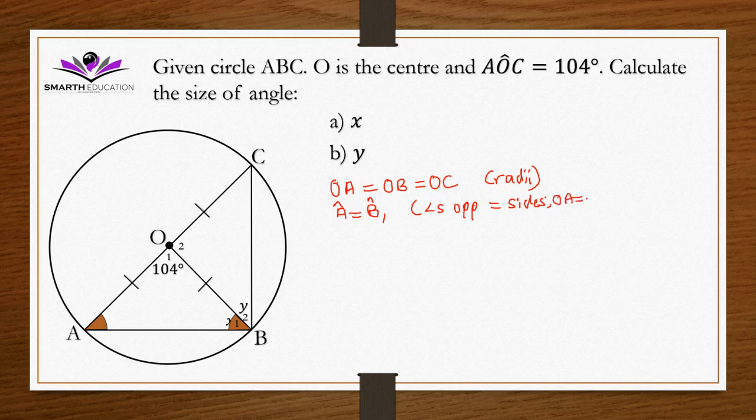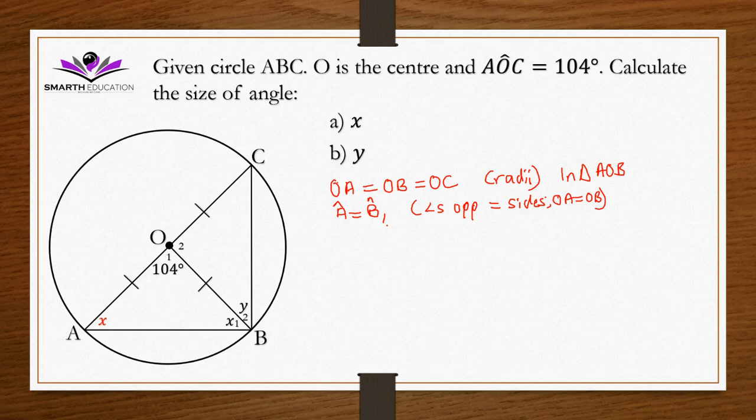Okay, and then since OA is equal to OB, we're referring to a triangle here, triangle AOB. Right, now, so angle A is equal to angle B1, so it means this angle A is also equal to x, isn't it? So angle B1 is x, angle A is x.